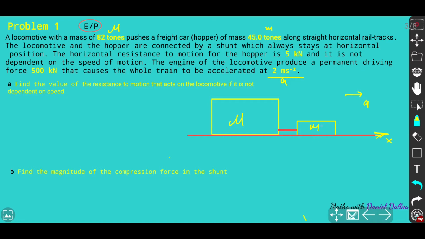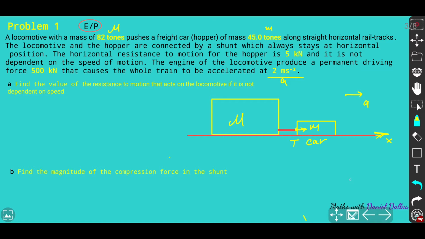And for the hopper, which is here, a car, how many forces act on it? First of all, from the shunt, due to the locomotive pushing it, we have a force which is here, and we set up this force as T. It's to the right, definitely, because the locomotive pushes it.